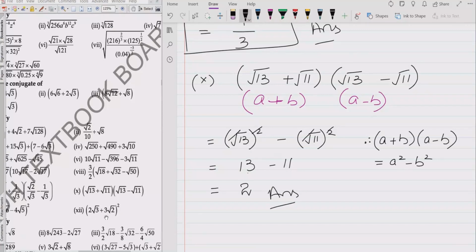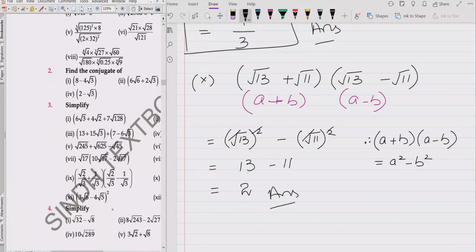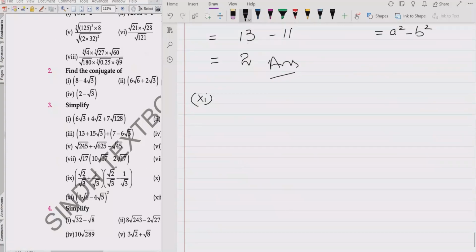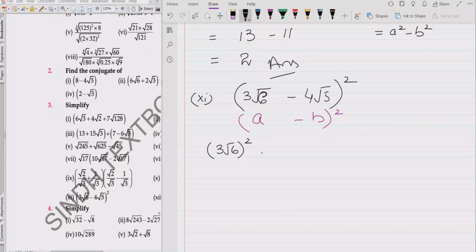And now question number 11 is 3 root 6 minus 4 root 5, and we have the square sign. So how can we solve this one? This one can be solved very easily. (a minus b) whole square. You can apply this formula: 3 root 6 whole square minus 2 times the product, plus 4 root 5 whole square.